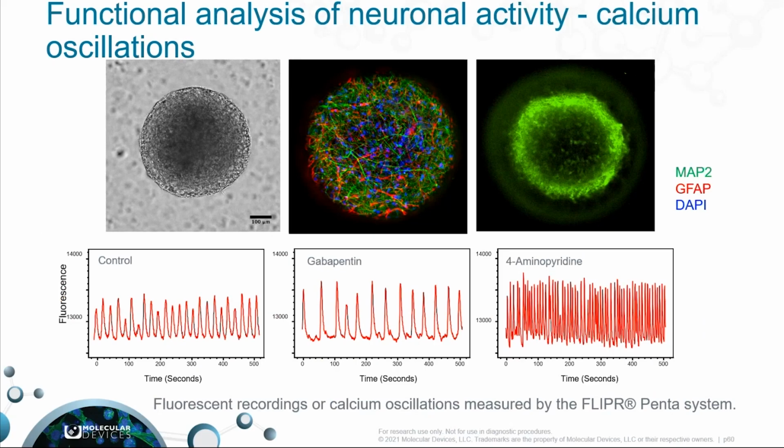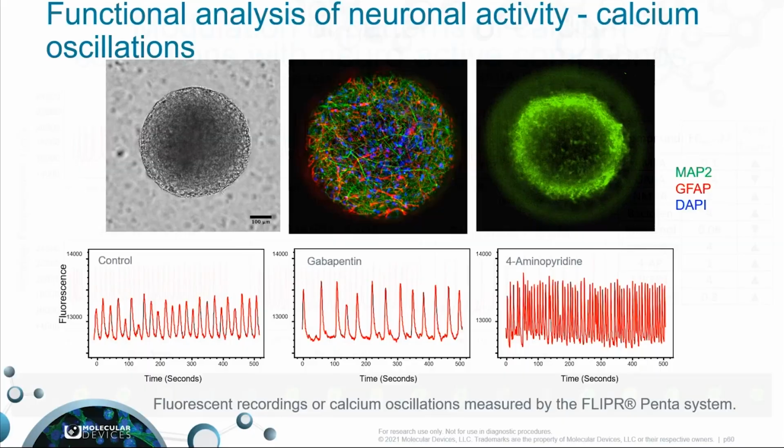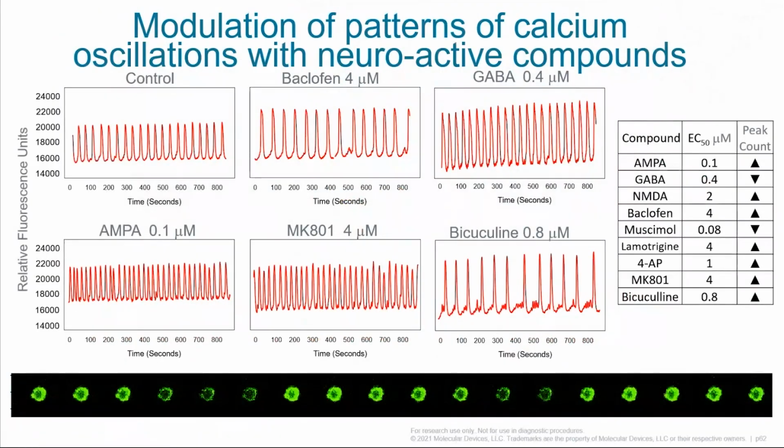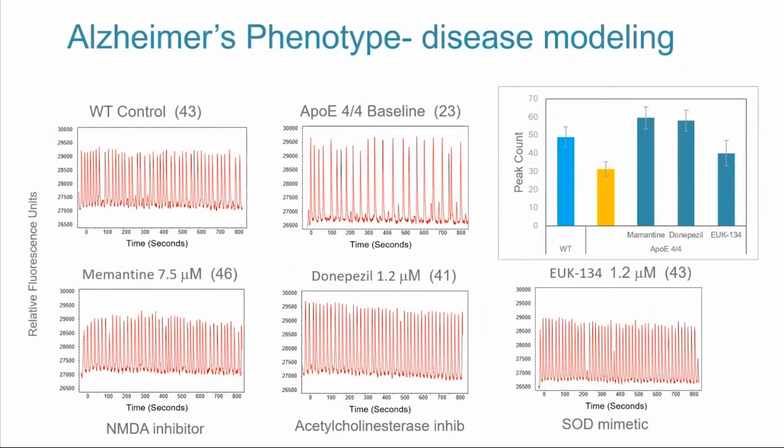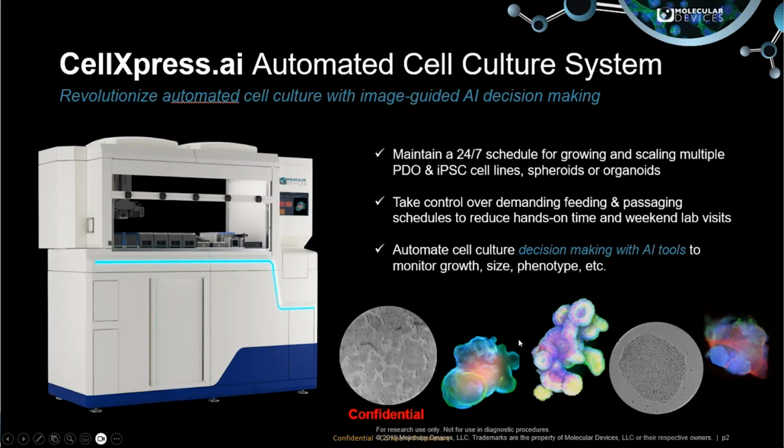Even more interestingly, you can use neurospheroids and the same method to characterize functional activity and see the effect of different neuroactive and neurotoxic compounds, and also characterize disease phenotypes. For example, here you can see an Alzheimer's-related mutation, which provides a phenotype different from a control and can also show the effect of different drugs.